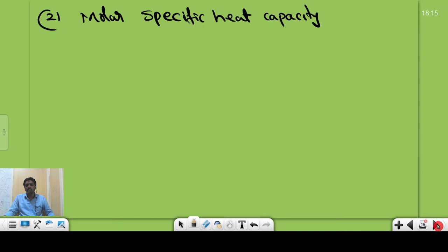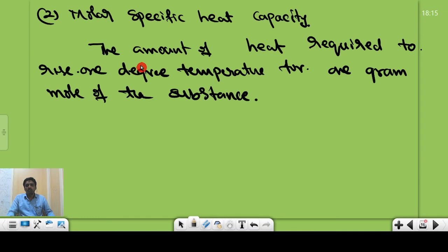Now one more definition is there, the molar specific heat capacity. What does it mean by molar specific heat capacity? It means the substance taken is 1 mole mass. The amount of heat required to raise 1 degree temperature for 1 gram mole of the substance, that is the definition for the molar specific heat capacity.